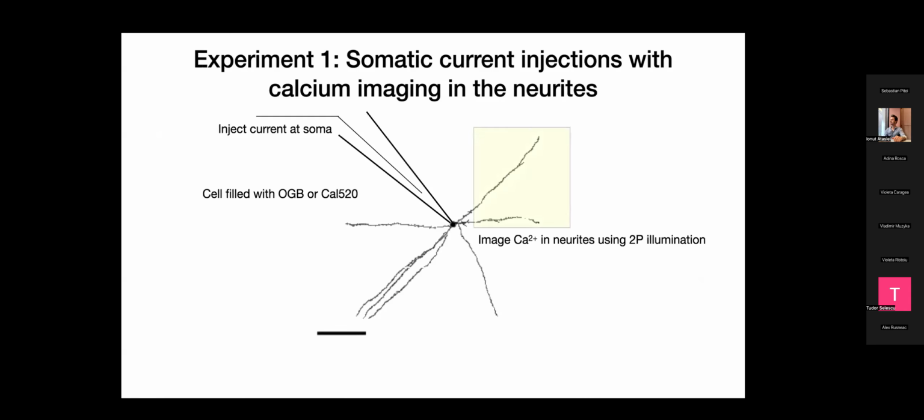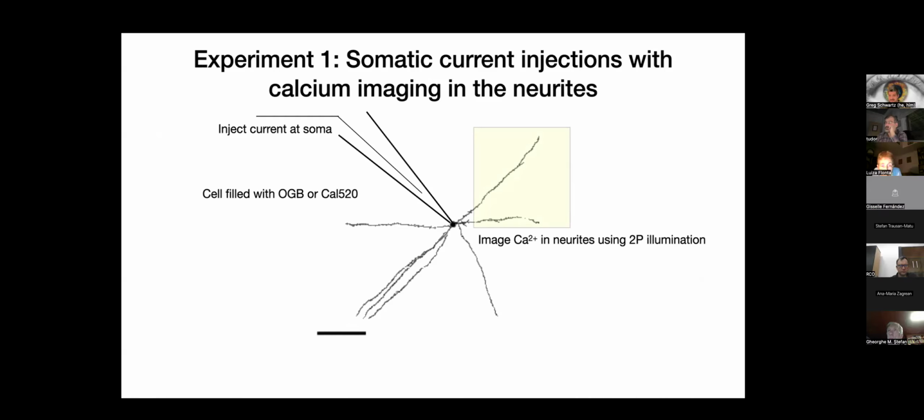Now, in a very simple passive cable model, you'd expect something like a decaying exponential, right? You're depolarizing the soma. So all other things being equal, if you have an even distribution of calcium channels and voltage spread is just passive, then you should see an exponential decay of calcium following distance from your current injection.